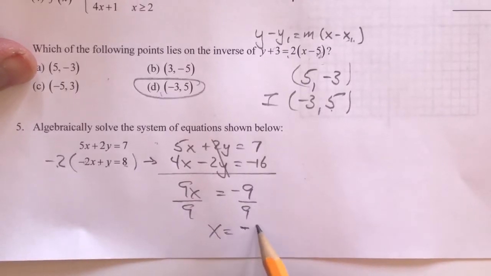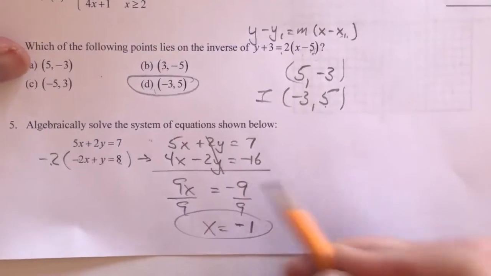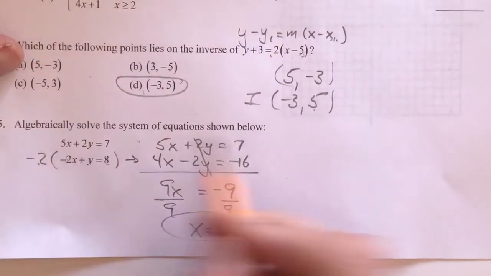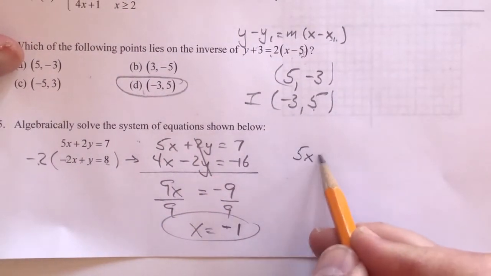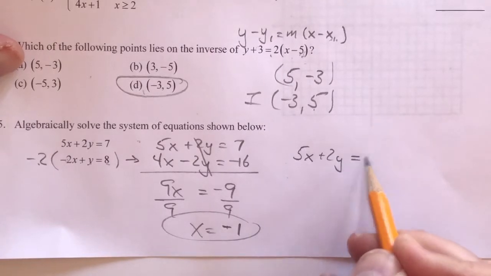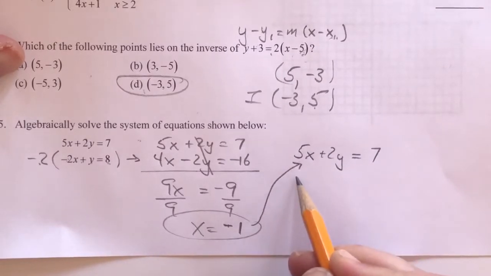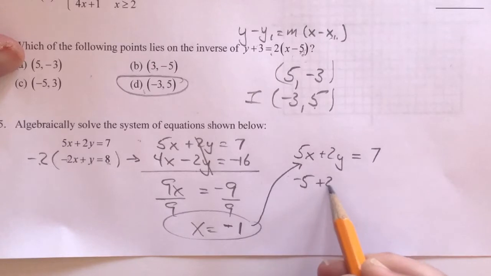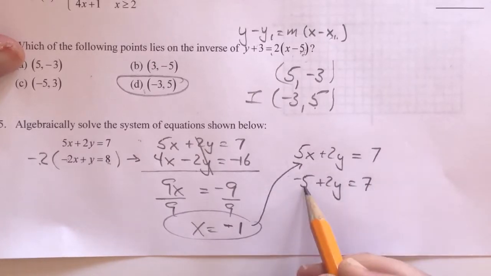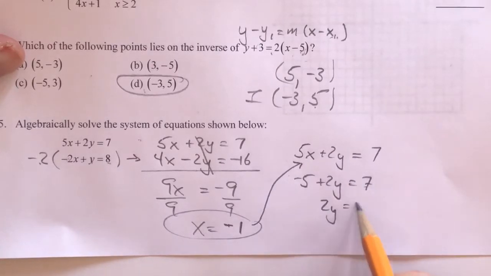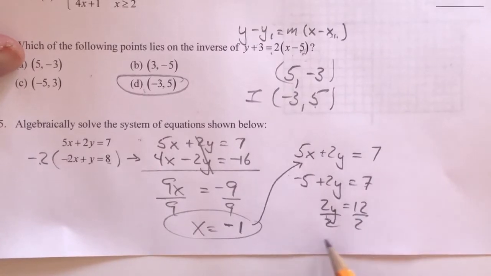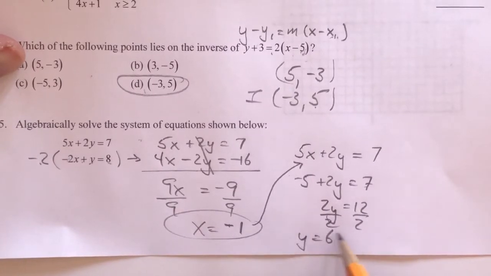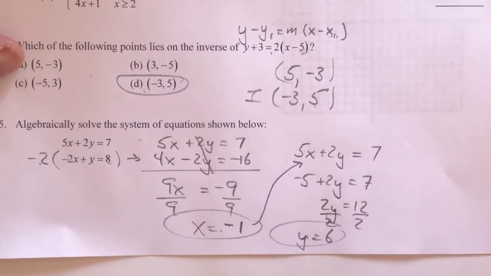Get x equals -1. Now to solve a system, you got to get y too. So take either one of these equations. I'll take the first one. Plug the answer in. I get -5 plus 2y equals 7. Add 5 to both sides. I get 12. Divide by 2. I'm getting 6. So there's x, there's y.